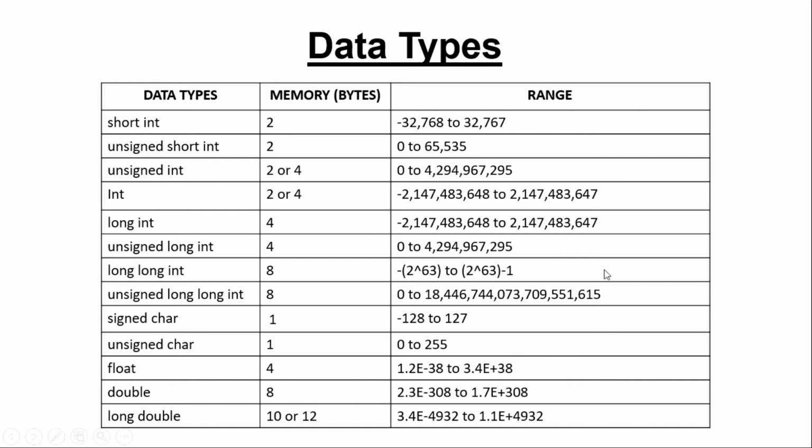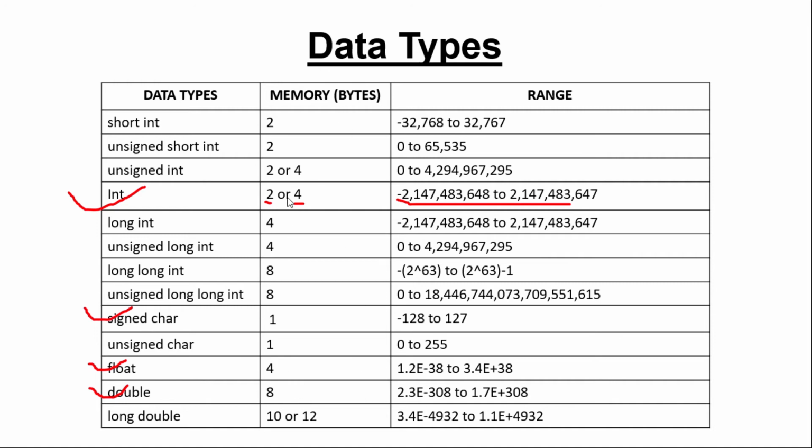I am just discussing only those we can use mostly. We can use integer, float, double, and character. The integer is stored in 2 or 4 bytes of memory allocation and its range is this. Character is always stored in 1 byte of memory and its range is -128 to 127. Floating point is stored in 4 bytes and its range is like this. Double is stored in 8 bytes, with a range of 1.7e-308 to 1.7e+308 exponential. Its memory allocation is 8 bytes.